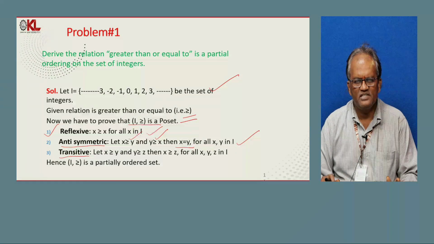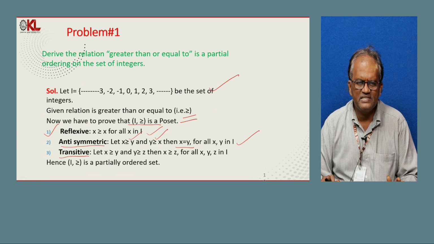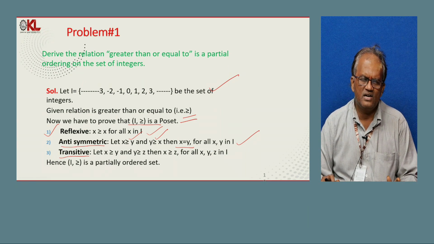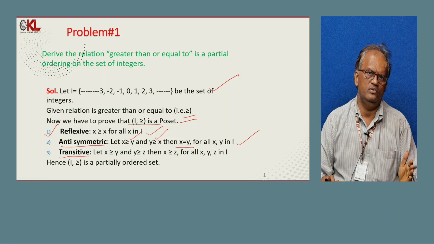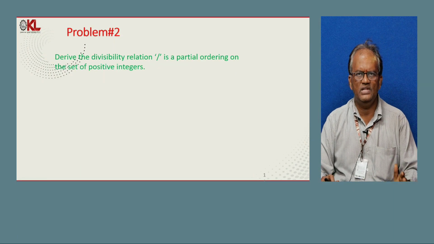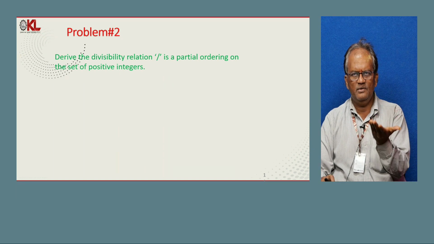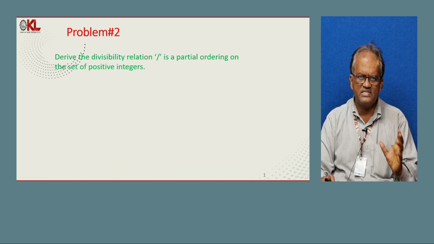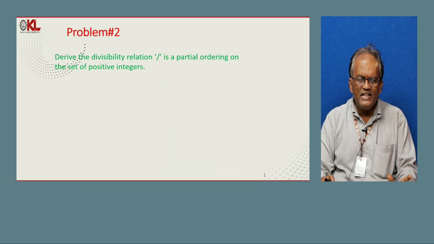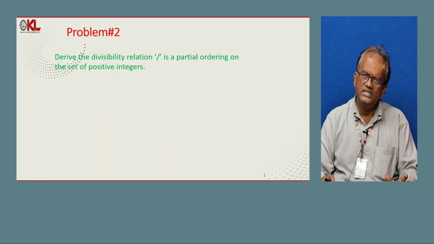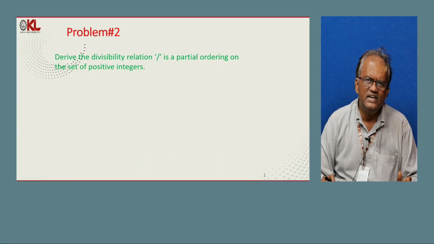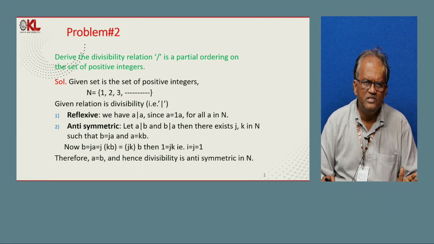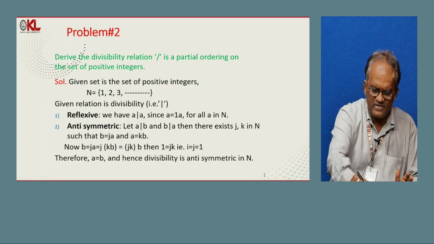So I think, dear students, you understood how we can verify whether the pair of a set and a relation is a partially ordered set or not. Like that we can go to one more example. Now come to partial ordering on the set of positive integers, where instead of greater than or equal to, divisibility is the relation. With divisibility we can show this is reflexive.